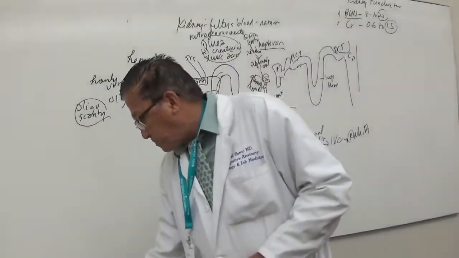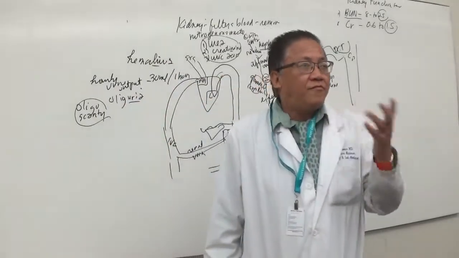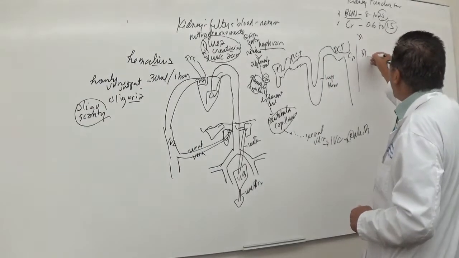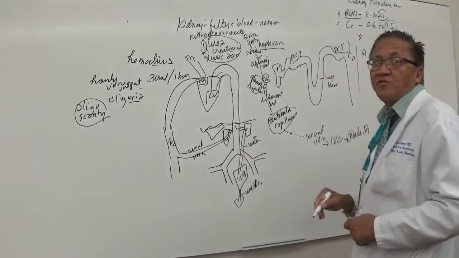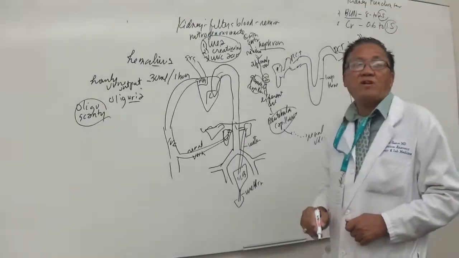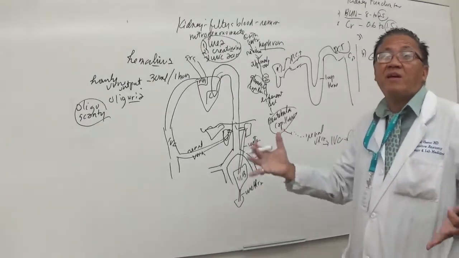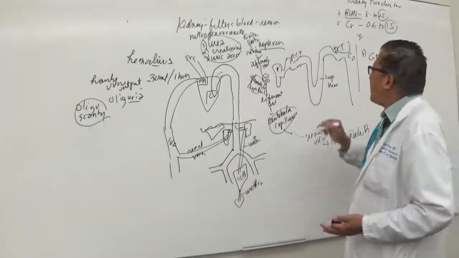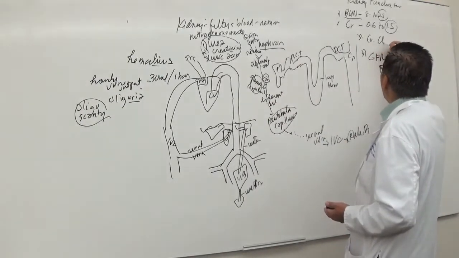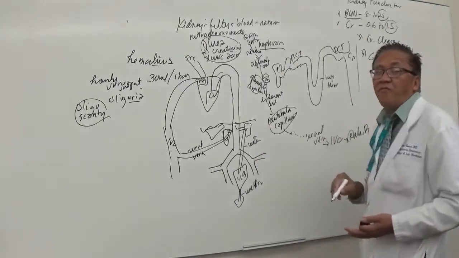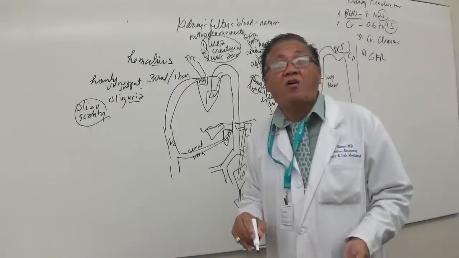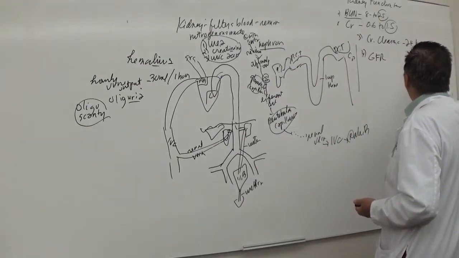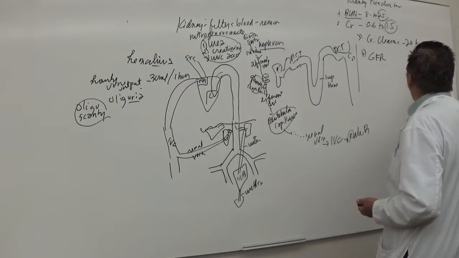Okay. Now, have you heard of creatinine clearance, a third way? For GFR, right? Filtration rate. What do you mean by the word clearance? Clearance means to clear. What does clear mean? Remove the waste from the blood. Creatinine clearance is often done with a 24-hour urine collection. What do I mean by that?